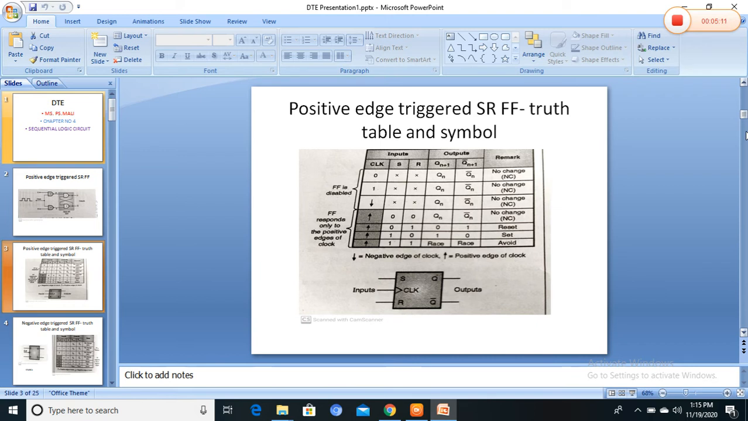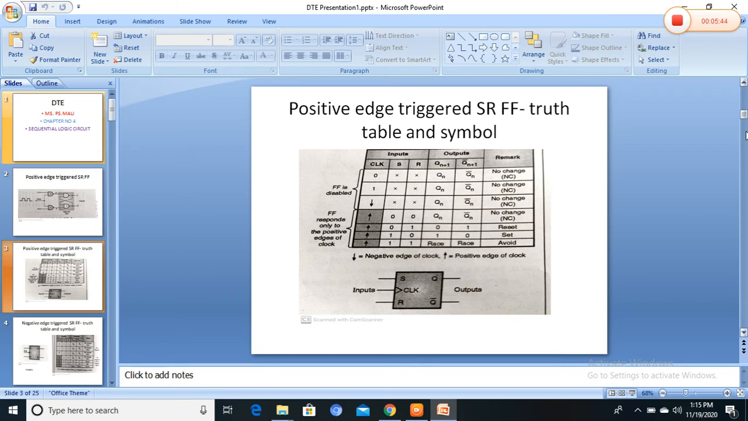Clock is applied, that is a positive edge trigger, upward direction. With 0 and 1 for S and R, Q and Q n bar are 0, 1, that is a reset condition. Next the clock is applied with 1 and 0, and the output is 1, 0, that is a set condition. When the clock is applied with 1 1 inputs for S and R, that condition is a race condition, which we avoid. The flip-flop responds only to the positive edge of the clock.